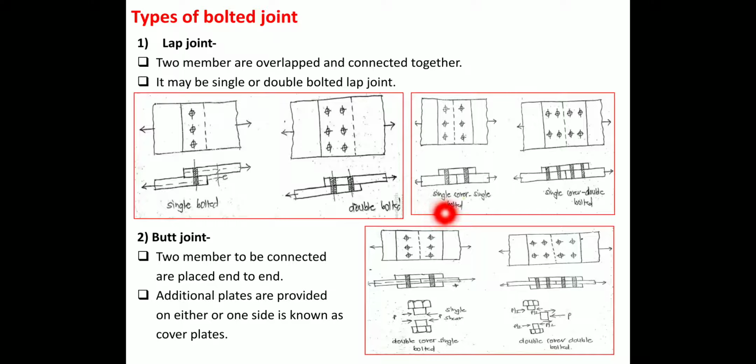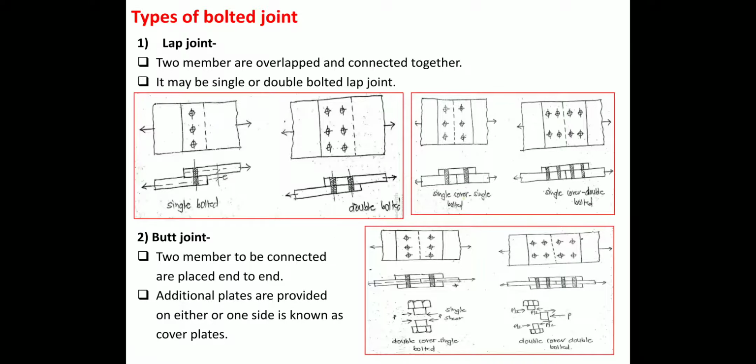Here the assembly we have seen is a single cover, single bolted connection, because it is called a single cover since a single plate is placed over this end to end assembly. Now go through the second figure of this butt joint. Again the members are placed end to end and a plate is placed above and joined by a double bolted connection, so it is known as a single cover double bolted joint.